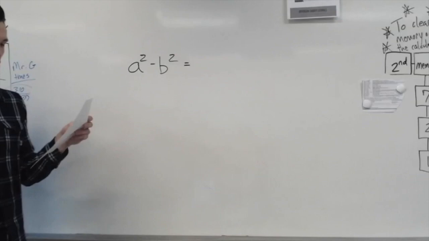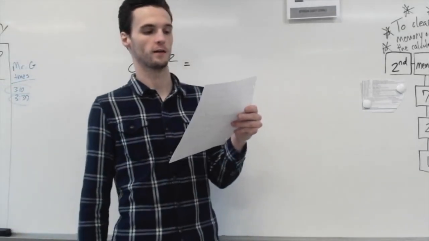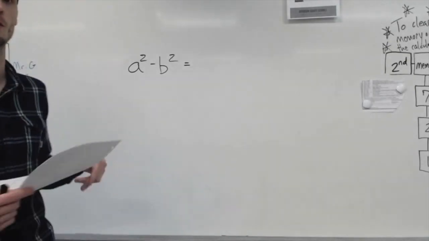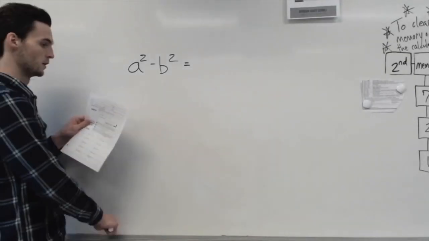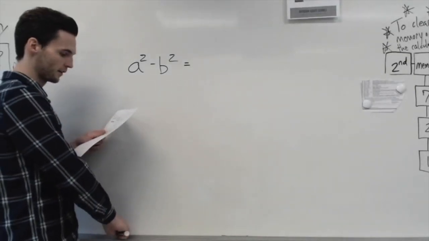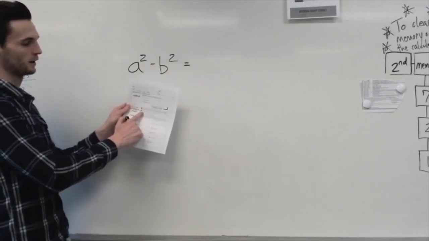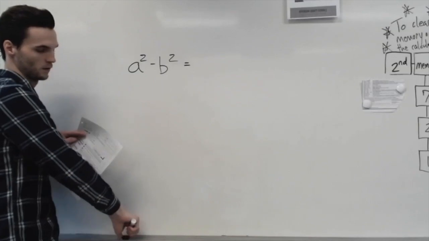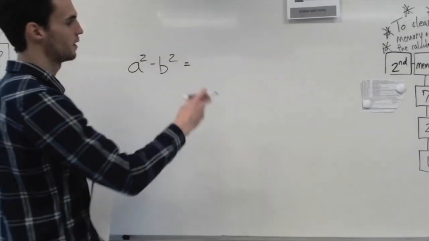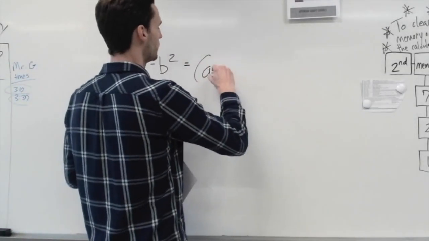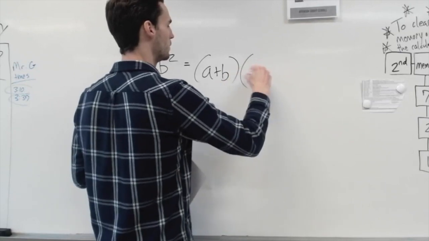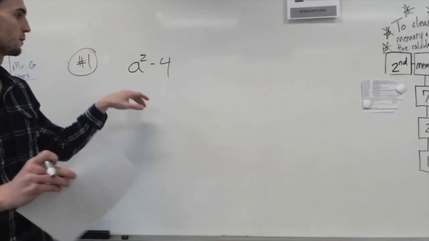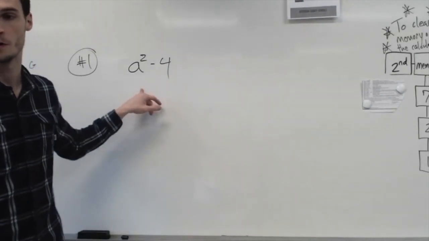So first you want to make sure you have an actual difference of squares. It has to be a subtraction sign, and then you just square root both terms. So we're going to use the following rule to factor. And right here, a squared minus b squared equals, well, it's always going to be a plus b beside a minus b. So I'm going to do number one, a squared minus 4.